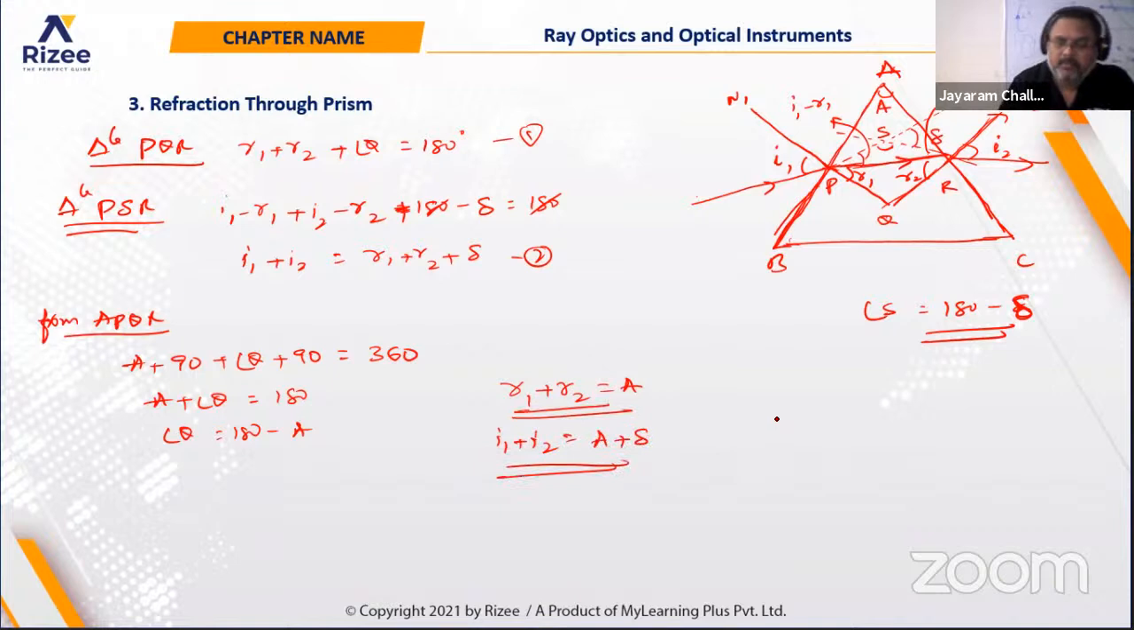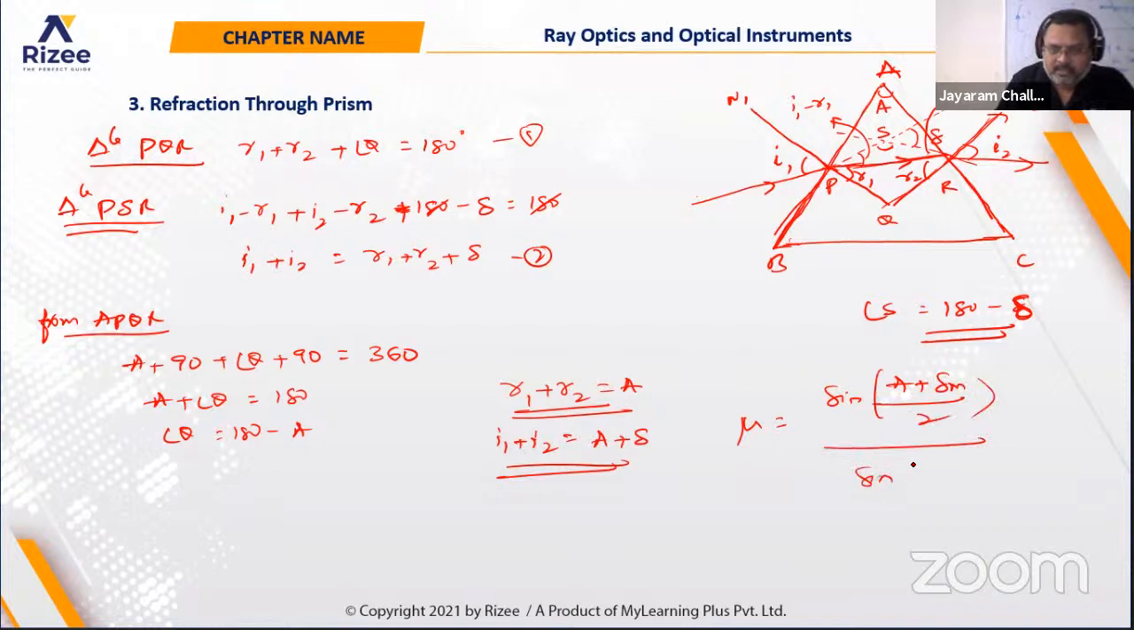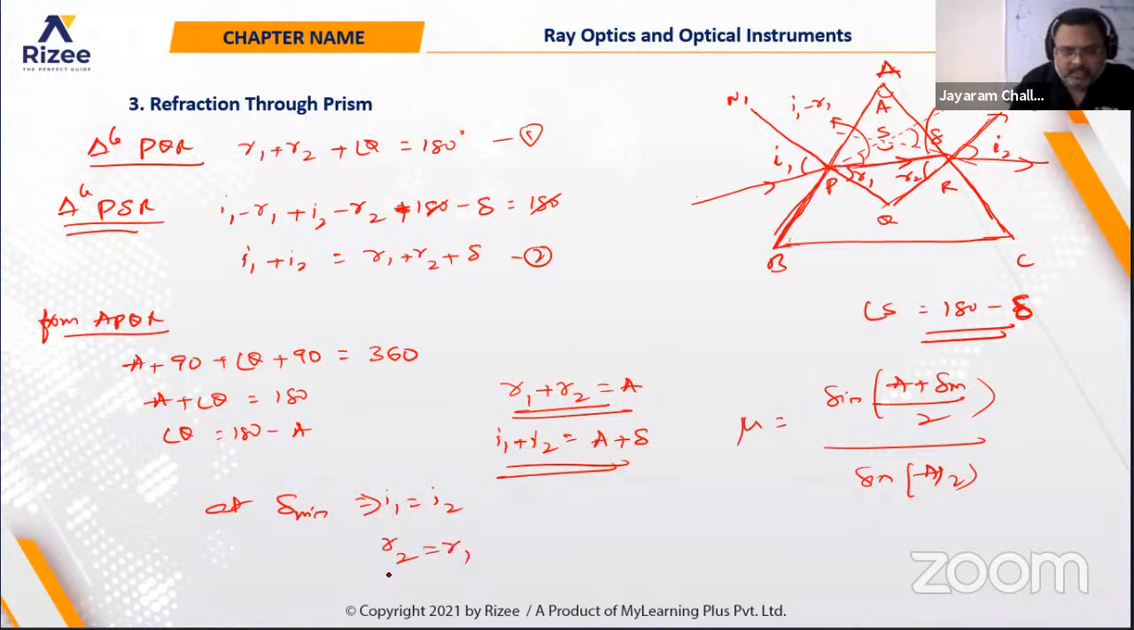These are the important two equations, and when you solve, you will be getting the refractive index equation as sine of (A plus angle of minimum deviation) by 2 by sine of A by 2. So at the minimum deviation, what will happen? At minimum deviation, your I1, the angle of incidence, is equal to the angle of emergence. So R2 is equal to R1. These are your conditions, and this is the minimum deviation situation where the angle between the incident ray and the refracted ray will be minimum.